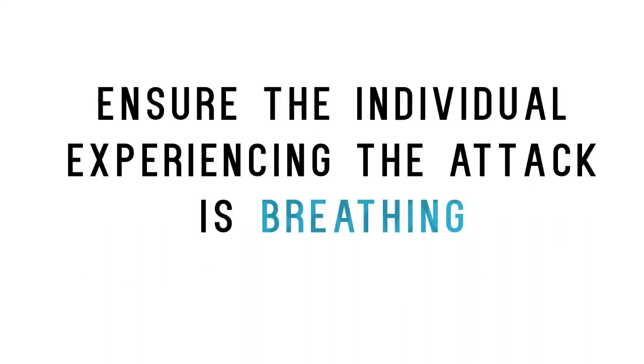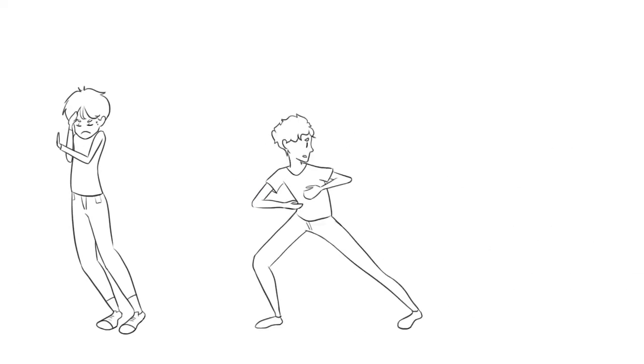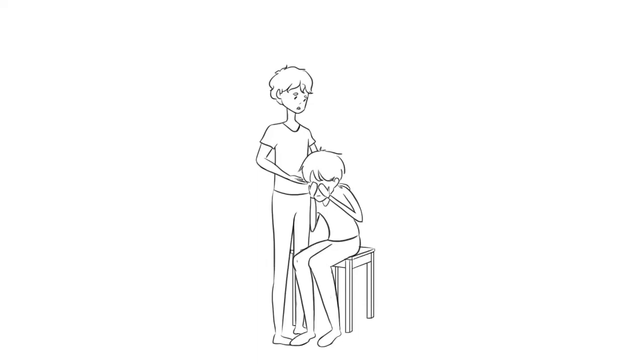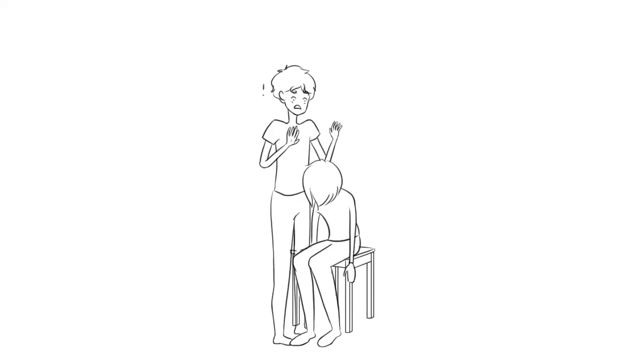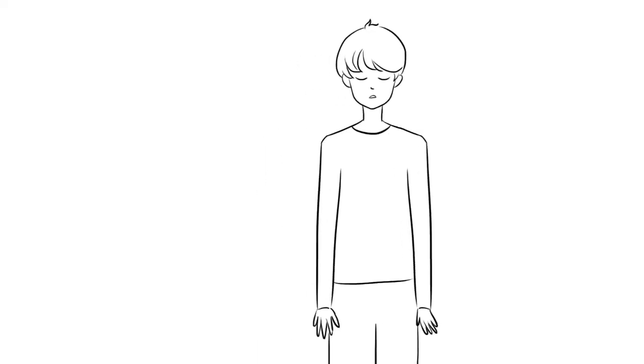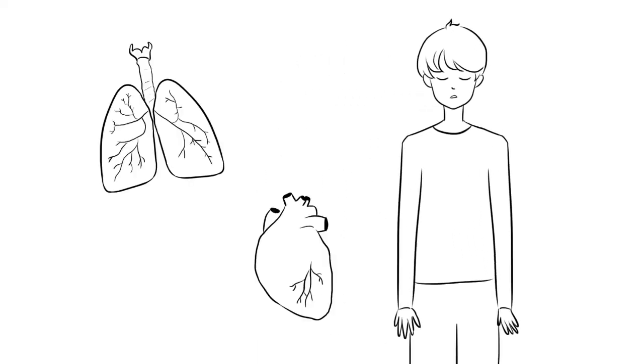Ensure the individual experiencing the attack is breathing. If the individual is standing or leaning against an object, ask that they sit down. This will make breathing easier and ensure minimal harm if they faint. The person may remain unresponsive or hyperventilate too quickly and fall unconscious. If this is the case, lay them down, listen to their breathing, and check their pulse.